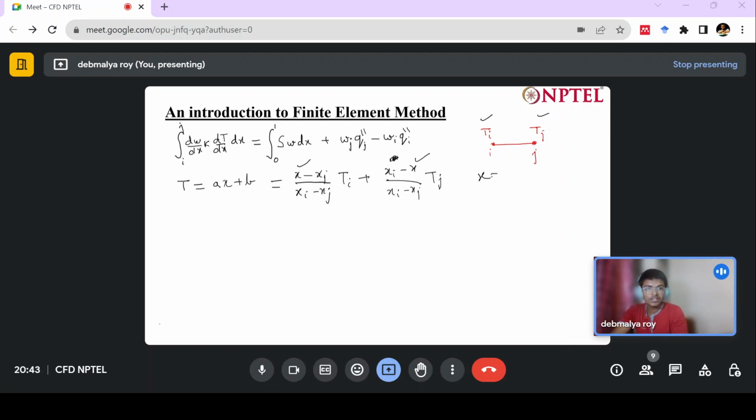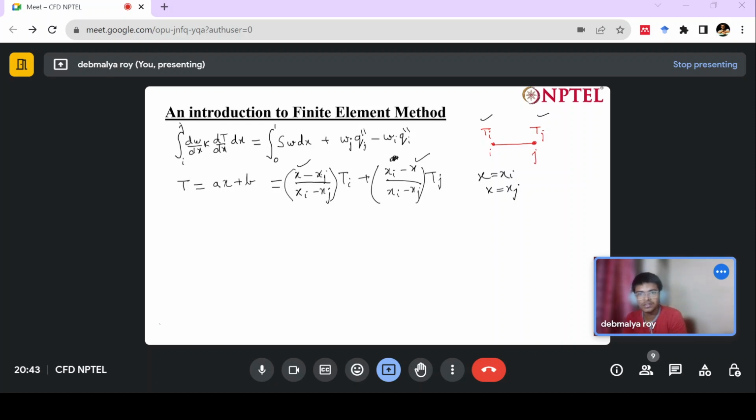So let us put x equal to xi. If we put x equal to xi, you can see this term becomes 1, this term becomes 0, so my temperature is Ti. Similarly, if you put x equal to xj, you will see my temperature is Tj. So this is a valid trial function.